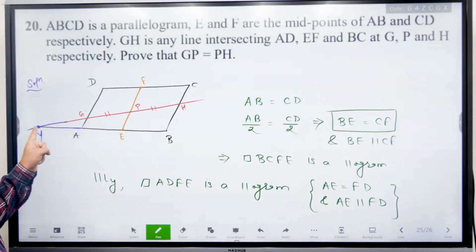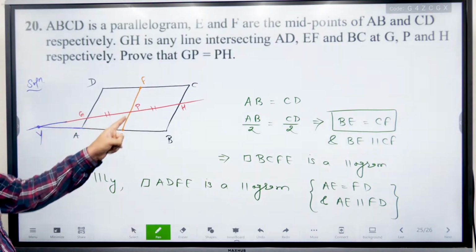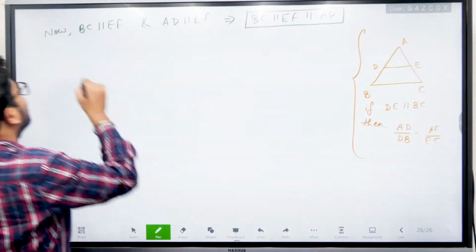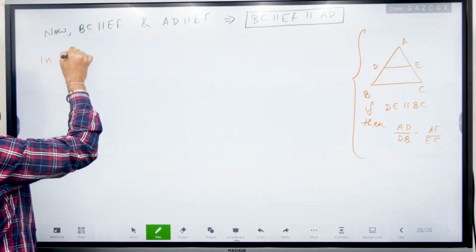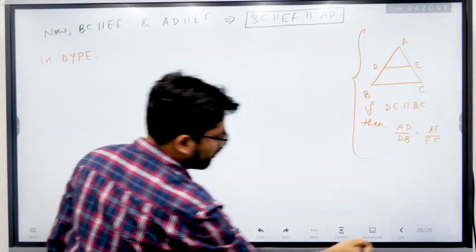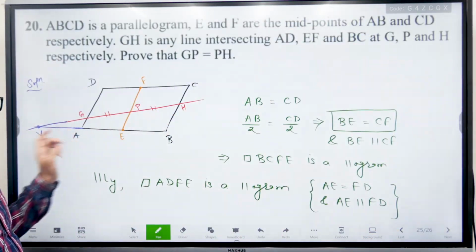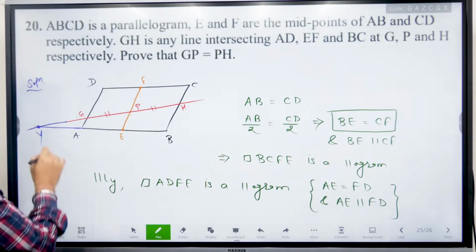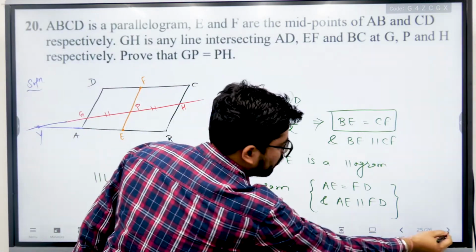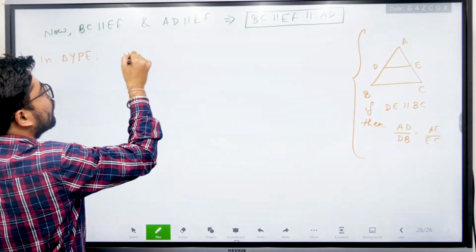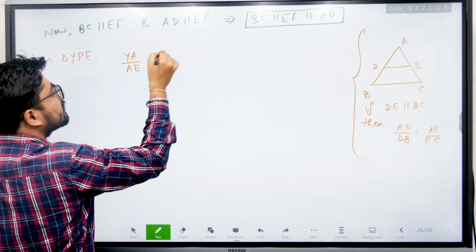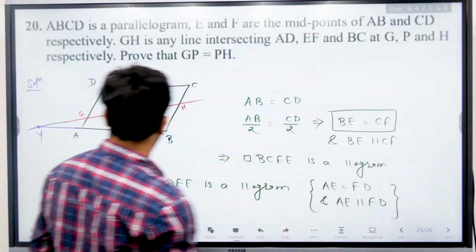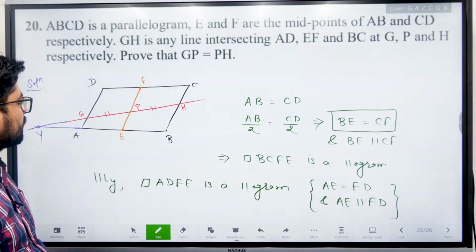First of all, in triangle YPE, AG is parallel to PE. So YA upon AE is equal to YG upon GP. Yes, YG upon GP. Got it?